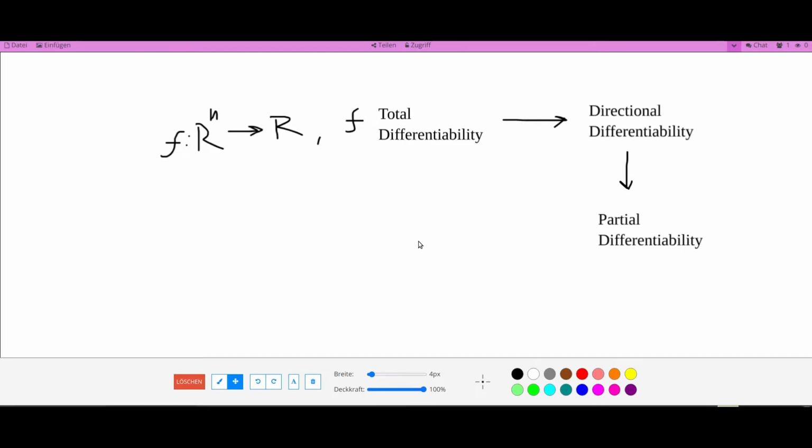Alright, in this video we want to make sense of how directional differentiability and partial differentiability follow from a total differentiability of a function f, where f is a mapping from R^n to R.